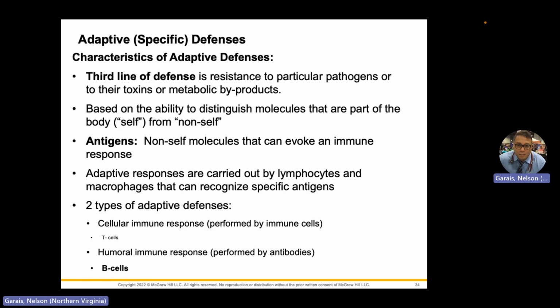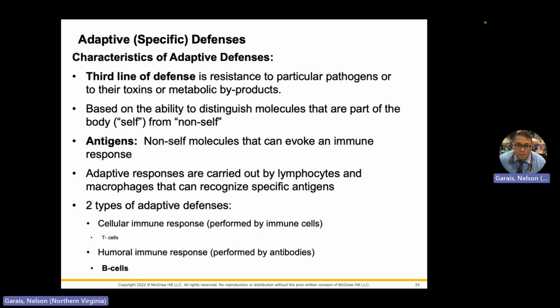Third line of defense, I want you to think specific, adaptive specific defense. One of the things they have to know is you can't have friendly fire. So remember the antigens we talked about? The antigens are the jackets. They tell us who are the good guys, who are the bad guys. If you have a bad guy jacket, the thugs that we talked about, the B cells and T cells, will attack.